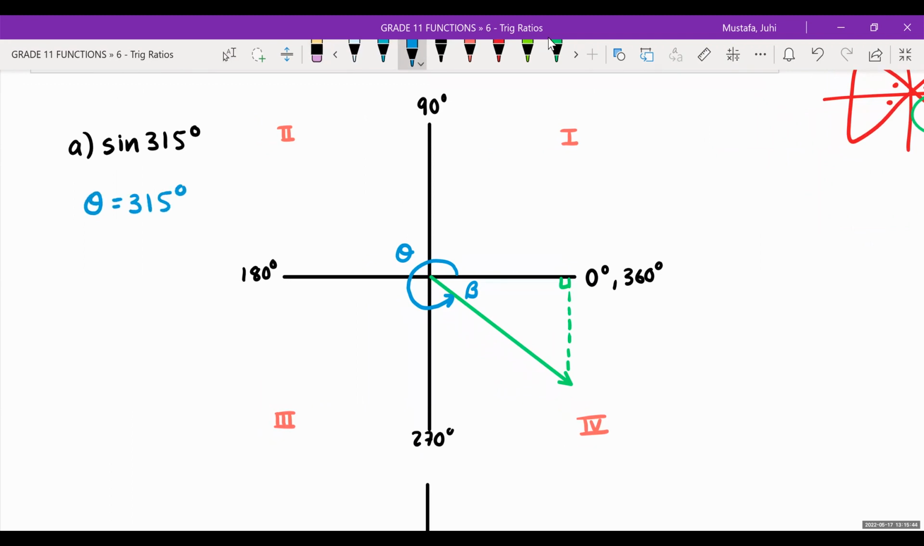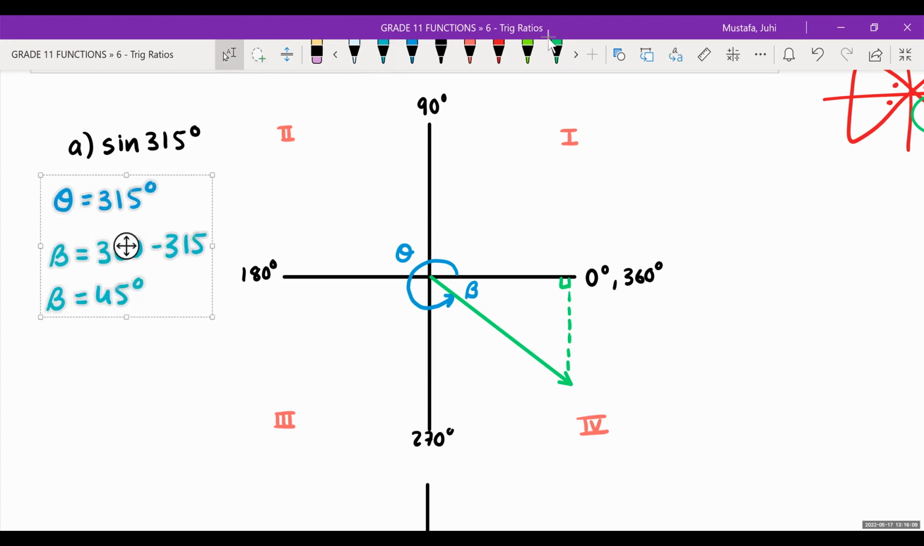So what we're going to do is, if we know theta is 315 degrees, can we figure out what beta is? How do we do that? What's the calculation? So we're going to go 360 minus 315, and that's going to give us a beta of 45 degrees. And because we're not using calculators to do these questions, you can be sure that the only betas you're going to get are 30, 60, and 45.